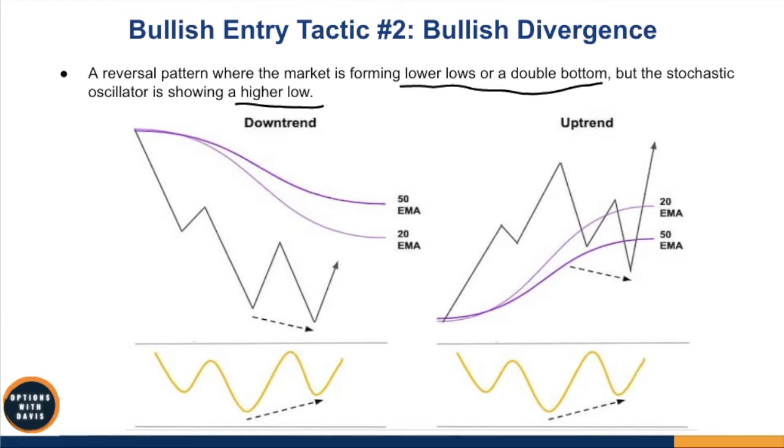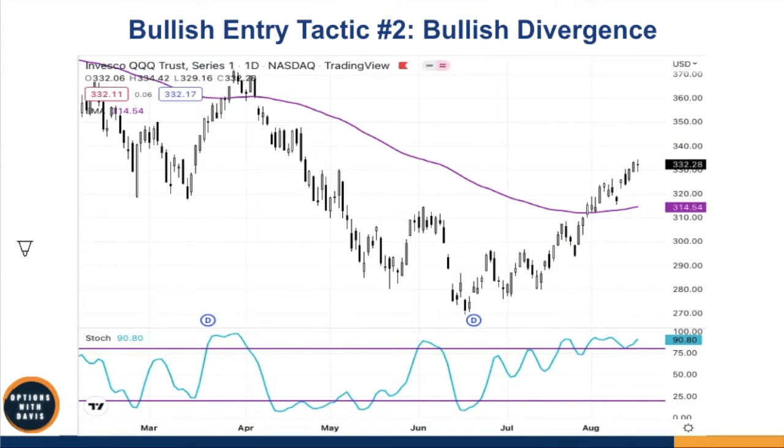All right, so let's take a look at some examples. So the first example, QQQs. Can you find places where there is a bullish divergence? Okay, so the first one is this. As you can see, the market is forming kind of like a double bottom, right? So it couldn't break the previous low down here, but you can see that the stochastics is forming a higher low. So this is a bullish divergence.